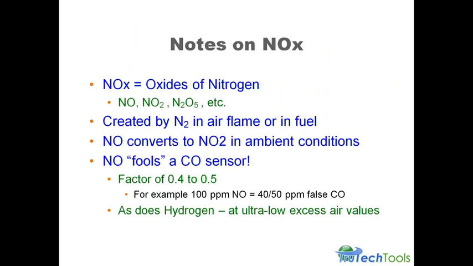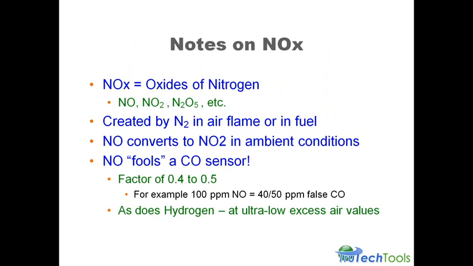All right, some notes on NOx. NOx, or oxides of nitrogen, are created by nitrogen in the flame, right? But NOx actually fools the CO sensor. And almost all combustion processes have NOx, right? You're burning it, you get oxides of nitrogen in there, especially on newer burners, because these newer burners are burning a little bit hotter. It's pretty common to see NOx. And it fools the sensor by a factor of 0.4 to 0.5. So what that's saying is if you had 100 ppm of NO in the flue gas, that's going to register as 40 to 50 ppm of false CO.